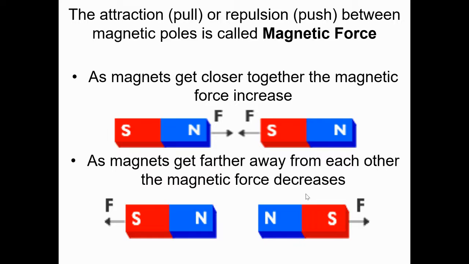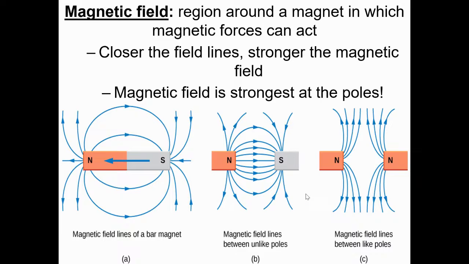Now, just like electric charge, we have what's called a magnetic field. The magnetic field is just a region around a magnet in which magnetic forces connect. The closer the field lines, which you can see here, the stronger the magnetic field. The magnetic field will always be strongest at the poles. So you can see here that these lines are a lot closer together and these are spread apart. This is what it looks like on a typical bar magnet. The ends are stronger.